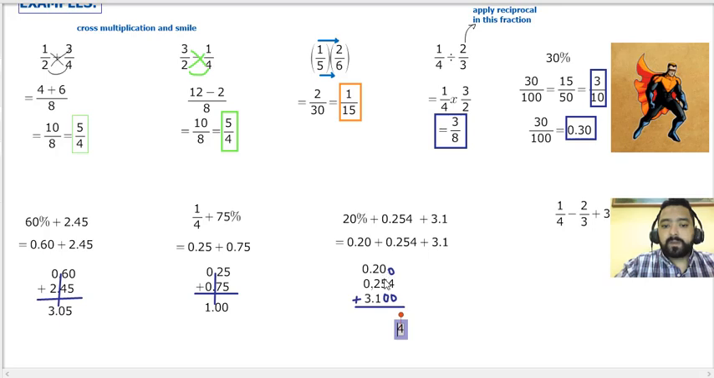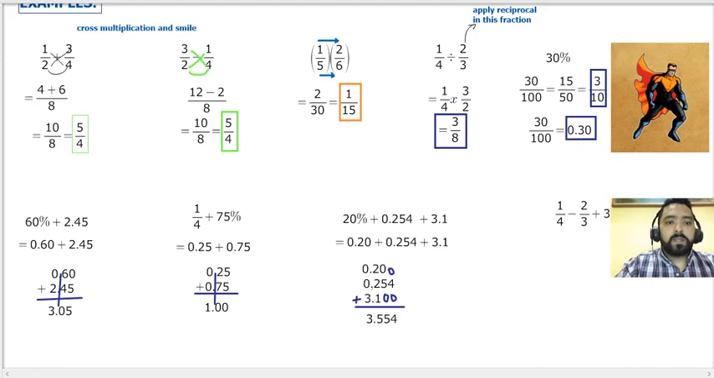Now the answer is going to be: 0 plus 4 plus 0 is going to be 4. Then 0 plus 5 plus 0 is going to be 5. 2 plus 2 is 4, plus 1 gives us 5. So here it's going to be 5. And then 0 plus 0 plus 3 gives us 3. And remember, you have to be lined up. So here is the point. 3.554 is the answer.